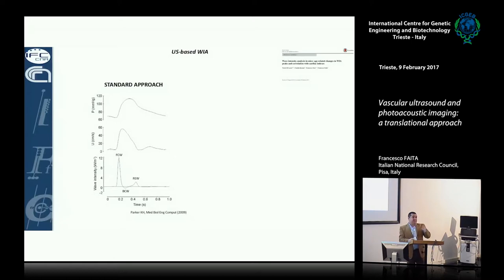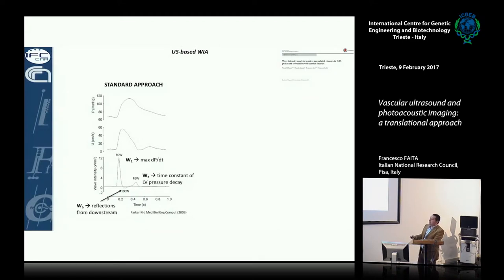All these waves have a physiological meaning. In particular, the peak of the forward compression wave is linked to the maximum of the derivative of the pulse pressure. The peak of the forward expansion wave is linked to the time constant of the left ventricle pressure decay, and the peak of the backward reflection wave is mirroring reflection from the downstream arterial side. So you have a lot of information both from arterial and heart in this.